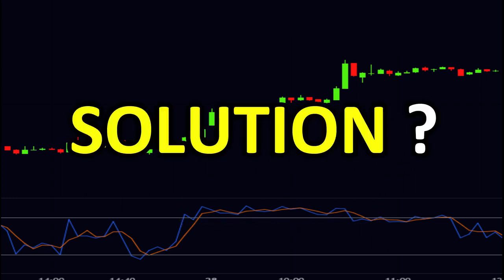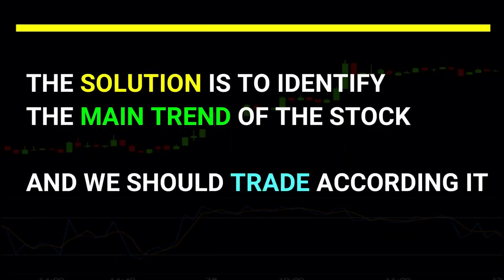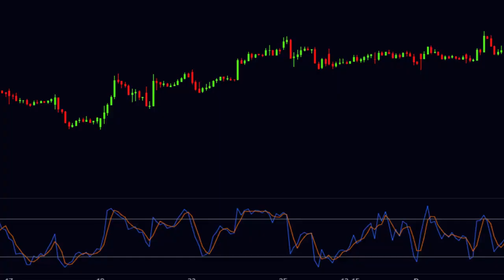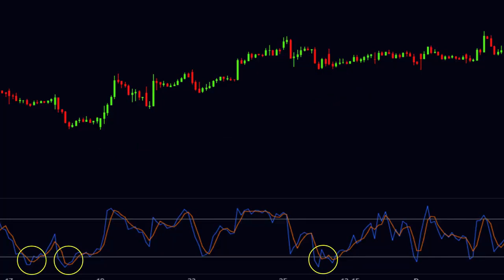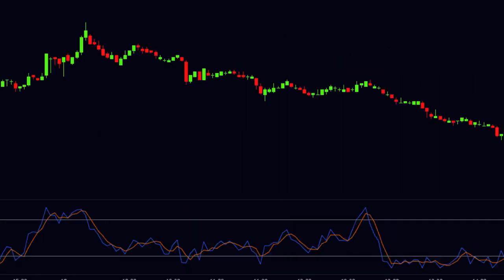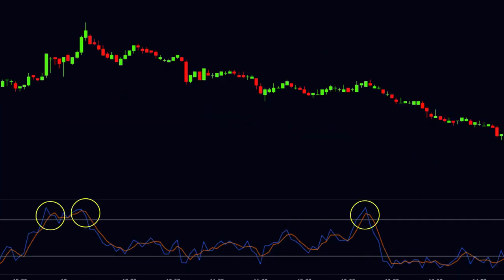So, what is the solution in these types of situations? The solution is to identify the main trend of the stock, and we should trade according to it. It means, during a strong uptrend, we will only look for buy signals when the stochastic moves below the 20 level. We will avoid sell signals during this time. Similarly, during a strong downtrend, we will only look for sell signals when the stochastic moves above the 80 level. We will avoid buy signals during this time.